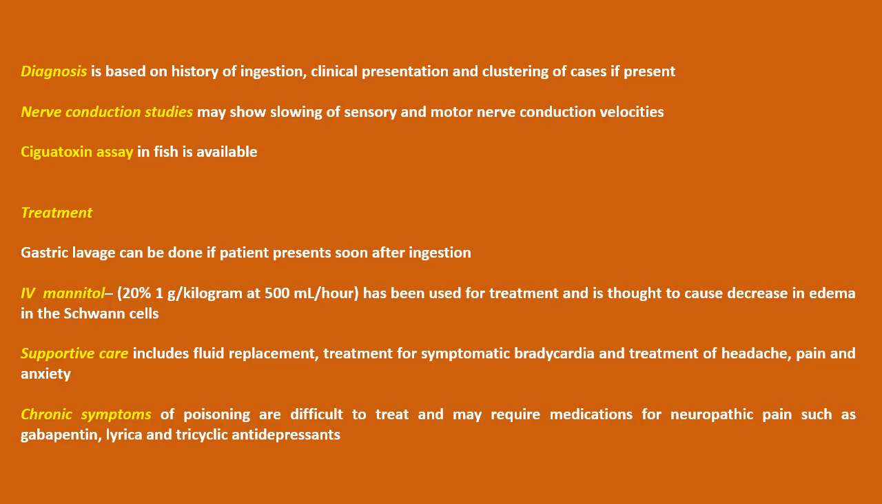Diagnosis is based on history of ingestion, clinical presentation, and clustering of cases if present. Nerve conduction studies may show slowing of sensory and motor nerve conduction velocities. Ciguatoxin assay in fish is available. Treatment: gastric lavage can be done if the patient presents soon after ingestion. IV mannitol has been used for treatment and is thought to cause decrease in edema in the Schwann cells. Supportive care includes fluid replacement, treatment for symptomatic bradycardia, and treatment of headache, pain, and anxiety. Chronic symptoms of poisoning are difficult to treat and may require medications for neuropathic pain.